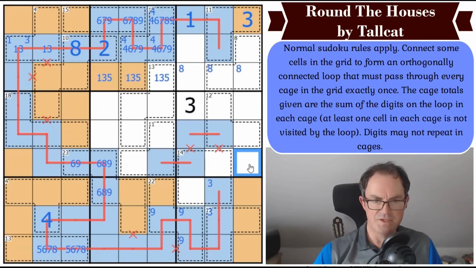Okay, this cell is definitely not on the loop, is it? Because I can't enter this 14 cage. It's already been perforated twice. We can't perforate it a third time. That would be quite ludicrous.